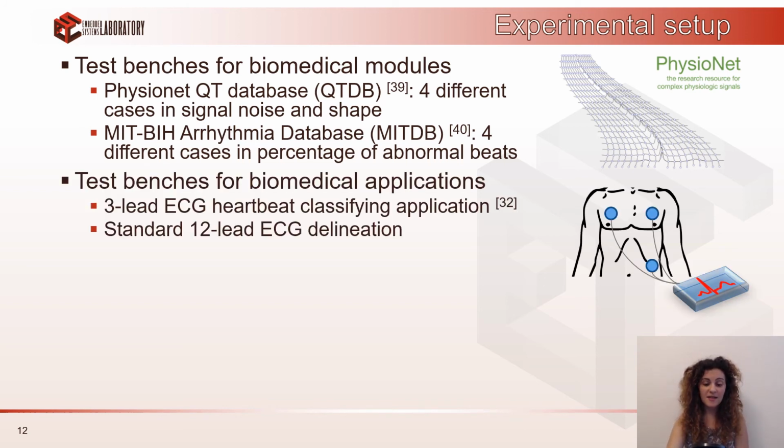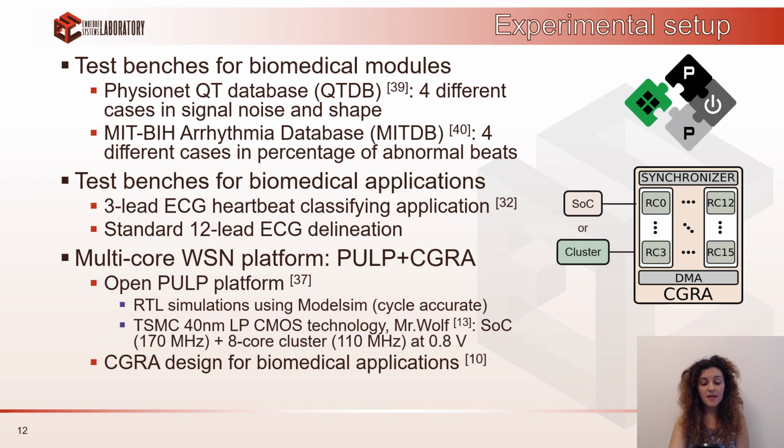Then, as test benches for the biomedical applications, we used a well-known 3-lead ECG heartbeat classifying application and then a standard 12-lead ECG delineation. These test benches are run in a multi-core WSN platform based on PULP, where we measure the execution time and estimate the energy consumption.